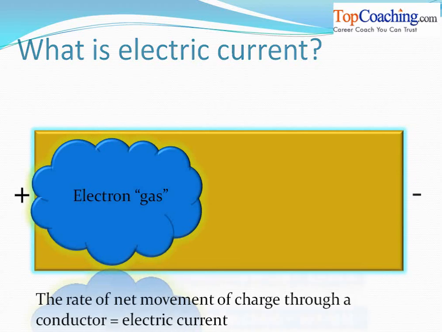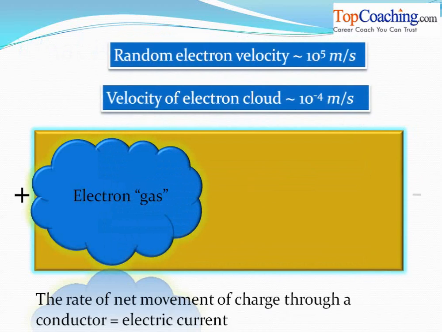Interesting, isn't it? Another interesting fact is that the random velocity of electrons in metals is around 10 raised to 5 meters per second. This means that the electrons are moving here, there, in all directions at this speed. However, the velocity of the electron cloud, that is the velocity of the electrons in a specific direction when an electric potential or electric field is applied, is around 10 raised to minus 4 meters per second. So the random velocity is much more than the velocity of the electron cloud, which results in the flow of electric current.